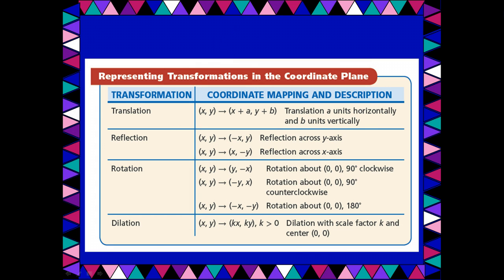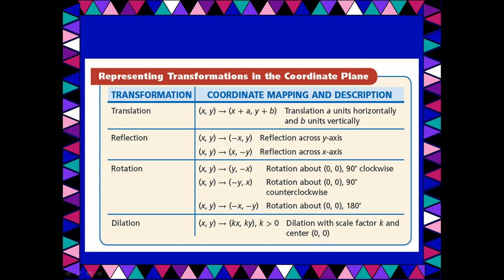Representing transformations in the coordinate plane. We write the transformations just as we did before when we looked at these in Chapter 1. The translation is when we add or subtract a number from x and/or y. In this case, our translation maps (x, y) onto (x + a, y + b), and the translation is a units horizontally, b units vertically.